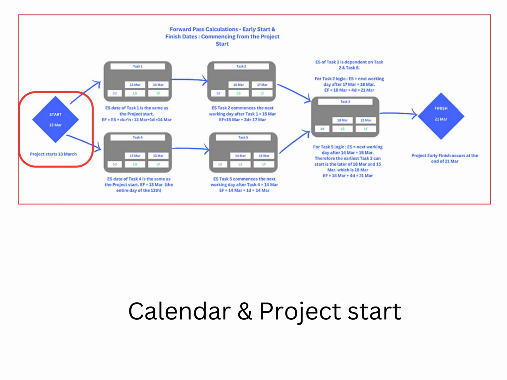For this example, we will assume that each calendar day is available for work. In this example, the start date is the 13th of March, 2025. We also assume that the workday commences at 8 a.m. and finishes at 4 p.m.